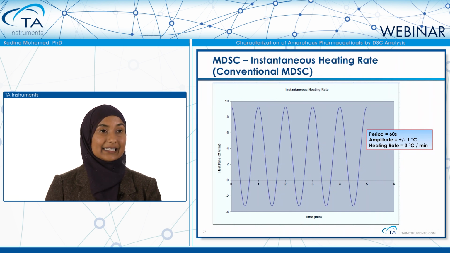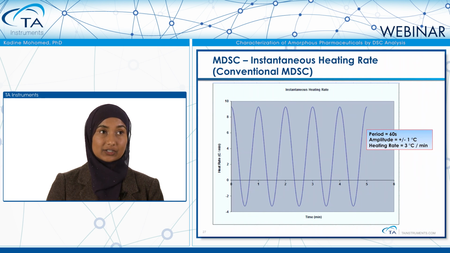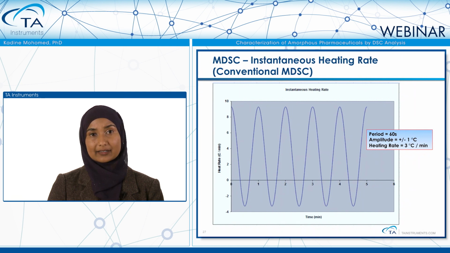where the instantaneous heating rate approaches 0 degrees C per minute, but then also goes into negative heating rates, or essentially cooling rates. So the sample temperature on average will increase, but if you look at the individual sample temperature, it increases and decreases, increases and decreases. And these are conditions that are ideal when looking at detection of a very weak glass transition, as well as the determination of the specific heat capacity of the sample.